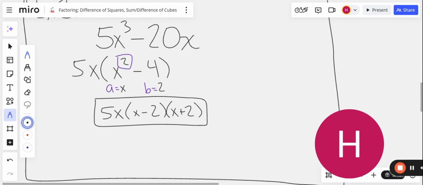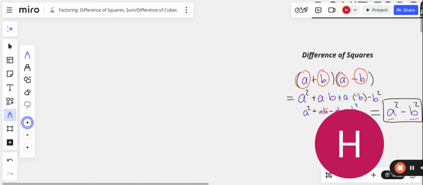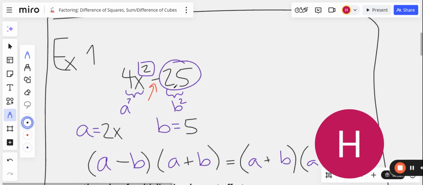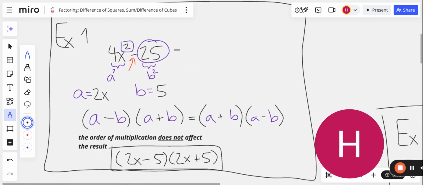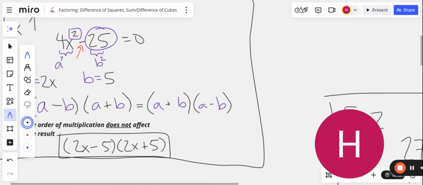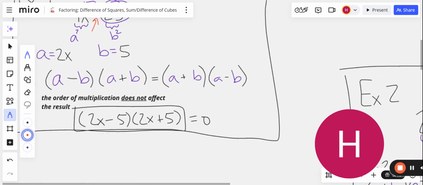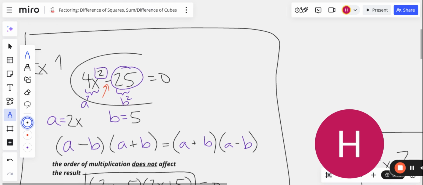Now, in all of these cases, I'm just having us factor it. I'm not having us solve. If this said to solve it and said equal to 0, you would just take this, set each factor equal to 0, and then you would have to solve each of these. Like you would put 2x minus 5 equals 0, 2x plus 5 equals 0. And you would get some solutions here. You'd have x equals 5 halves, and you'd have x equals negative 5 halves. Those would be your two solutions to this original equation.